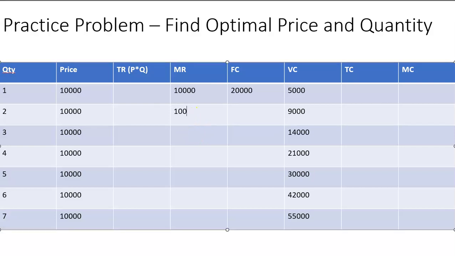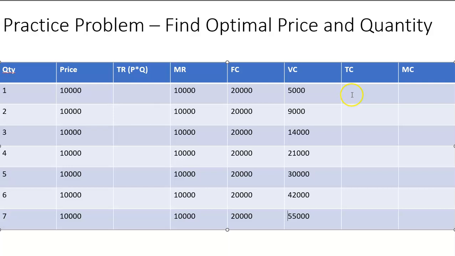Because the price is the same, the marginal revenue will be the same. Each additional unit is selling for the same as the previous. That means that the marginal revenue for an additional unit of output is 10,000. We should also note that fixed costs do not vary with the level of output, so we can fill those in here. Easy peasy so far.